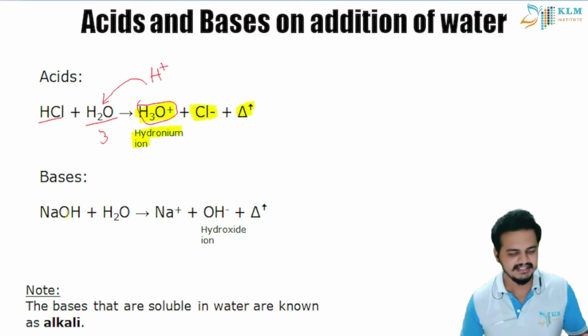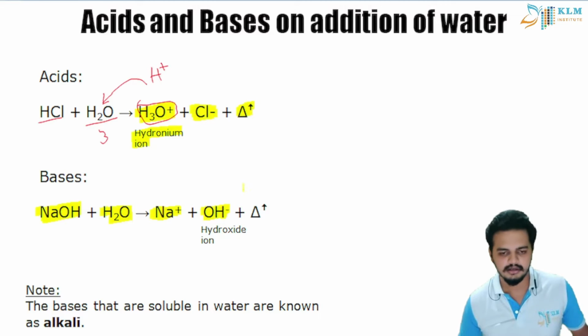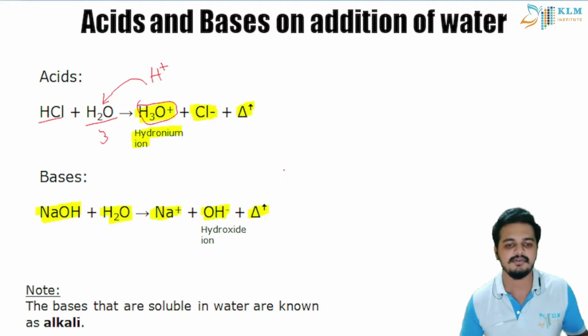In the same way, we can take a base such as sodium hydroxide and add it to water. We are getting Na plus and OH minus, that is the hydroxide ion. Here also we are getting a lot of heat. So this also is an exothermic process. Students, this is a sign of caution. I am telling you, a lot of heat.